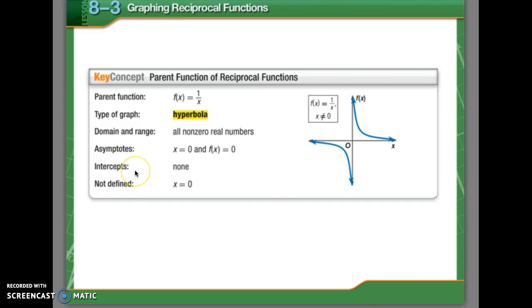Intercepts would be where it crosses either the x-axis or the y-axis, and you can see in this particular one it never does, but sometimes they will. Sometimes a hyperbola will have intercepts. And not defined: the function is not defined whenever the denominator of a fraction equals 0, and we've already talked about that in Lesson 8 and Lesson 9 of this unit.